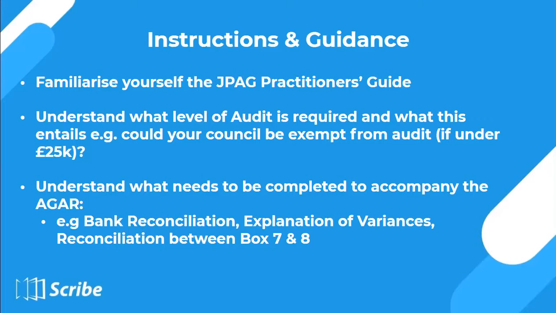Your council this year may need to complete the AGAR or audit differently to the previous year, or you may have moved to a council of a different size that therefore does things differently. For example, if your council is under the £25,000 threshold, you may be able to exempt yourselves from the external audit. The AGAR must still be completed, but it's not sent off to the auditor.